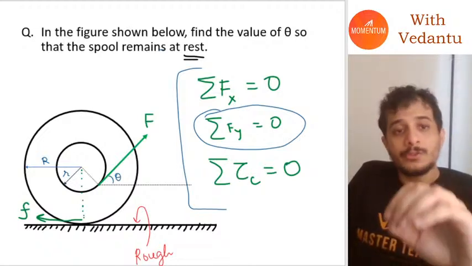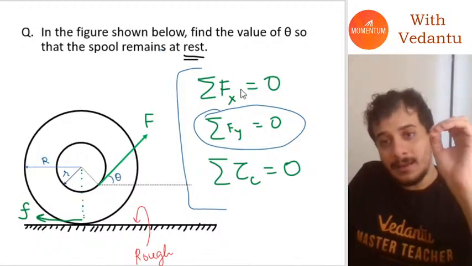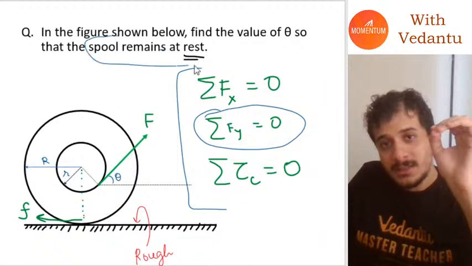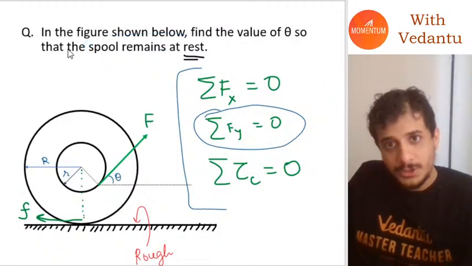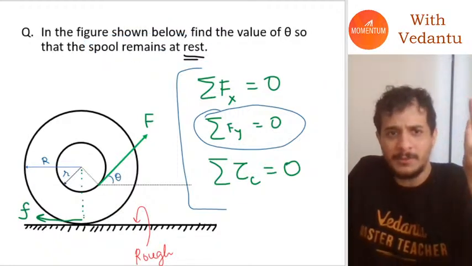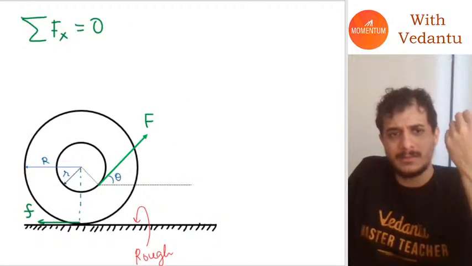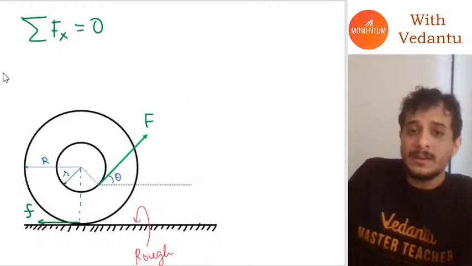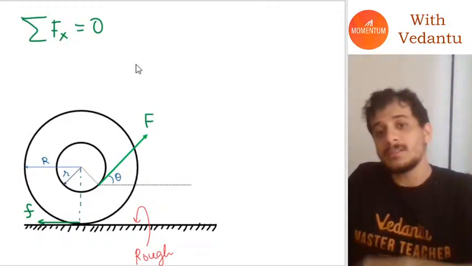Okay, now let's start with the first condition. I'm saying zero because the question says the spool remains at rest, so we'll start with that condition. Now, the first condition is that the force in the x direction is zero.